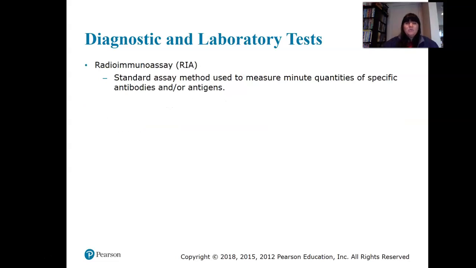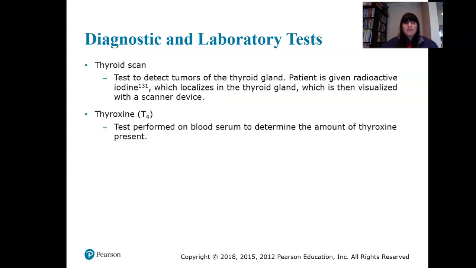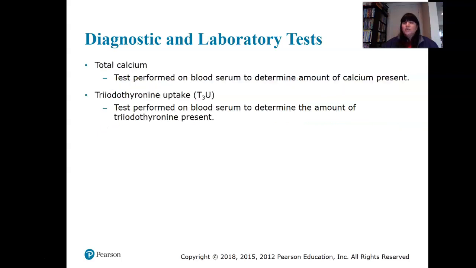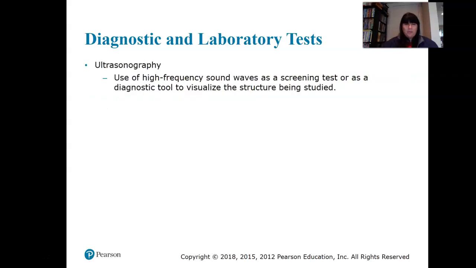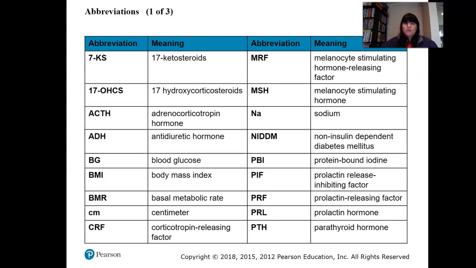All right, a radioimmunoassay, a method for measuring minute quantities of specific antibodies and antigens. Right now with coronavirus and COVID, they're talking about making assays to check for antibodies to see if people have been exposed to the virus. So when you see immunoassay, we're looking at antibodies, antigens. Thyroid scan, thyroxine, looking at blood again, total calcium, right? Again, blood tests, because hormones are released directly into the blood. So we could look at the blood and the levels of the hormone to see what's going on with the patient. Ultrasounds, right, to look.